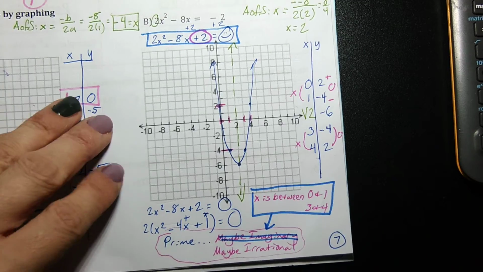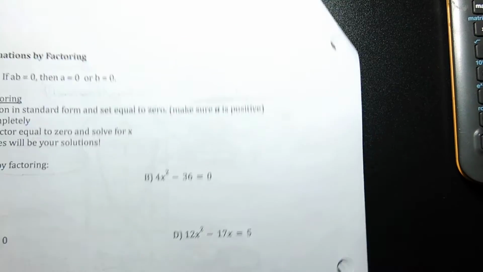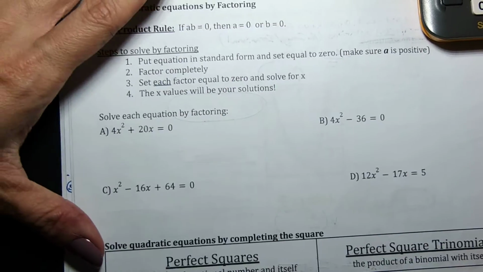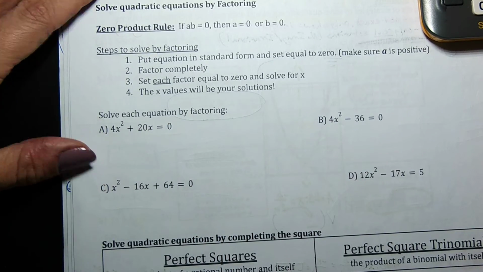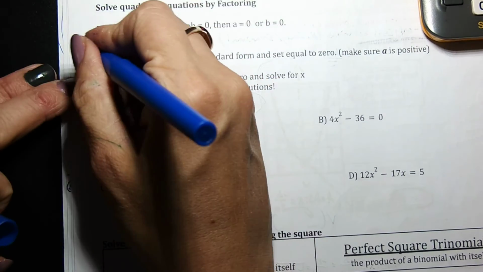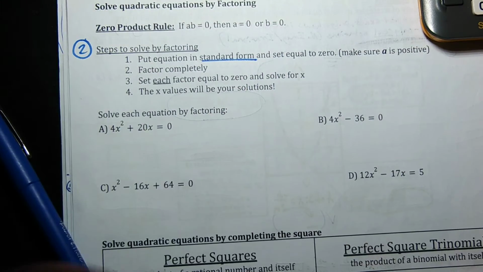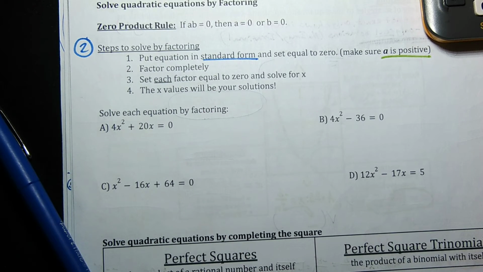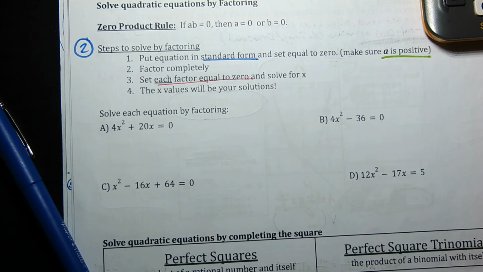Turn the page. And we've already been doing solving by factoring, so we're just going to be doing the same thing on this page. Method number 2, we're not going to try to graph these at all. We are purely going to try to solve by factoring. Step number 1, make sure the equation is in standard form with a positive a value. Factor completely, set each factor equal to 0, and solve for x. All right, folks, I'm going to turn you loose on those 4 problems. See if you can factor them.